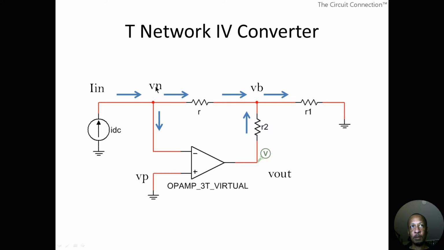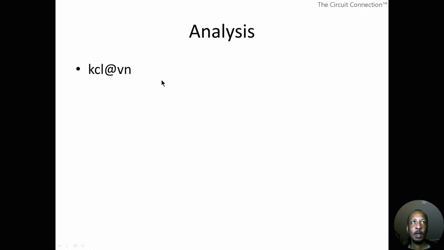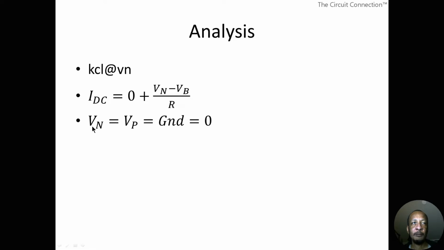And so these are going to be the two nodes that I'm going to use for my equations. To begin with, KCL at Vn. So what we do is we start with IDC equals 0 plus (Vn minus Vb) over R. Then next we have Vn equals Vp equals ground, which is 0. So right over here where we have Vn, we're going to replace that with 0 because that's the equivalent value of it. That's going to simplify our equation a lot more.